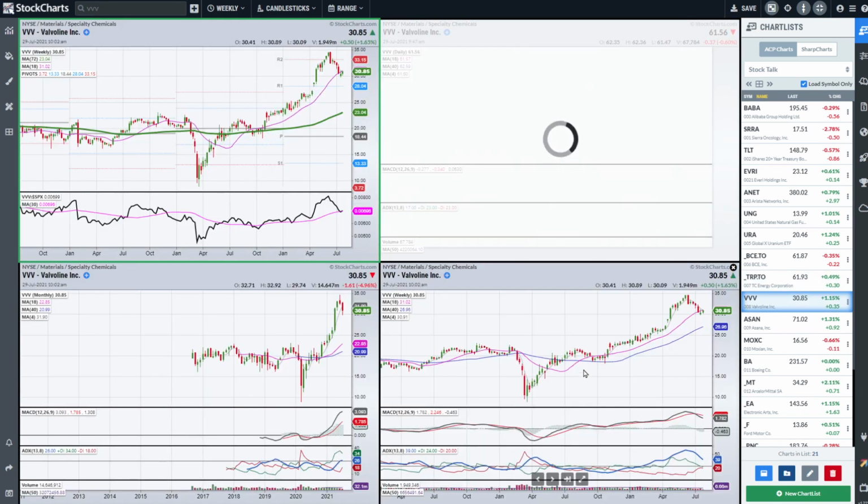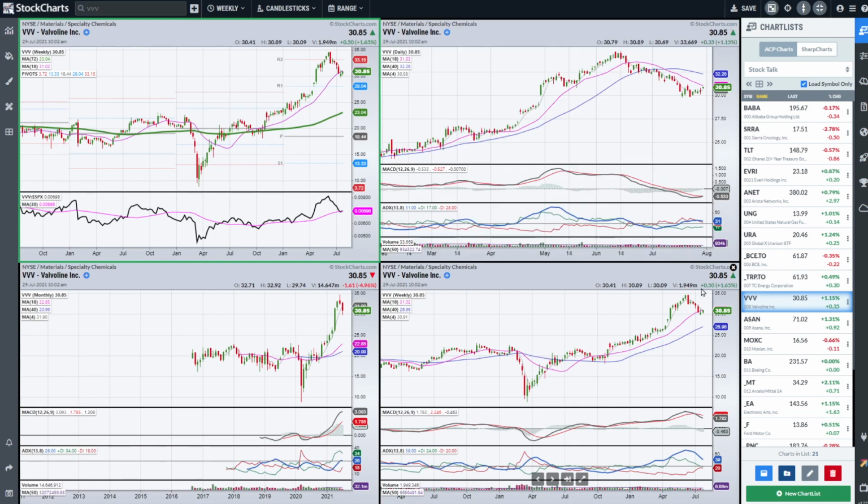Valvoline, VVV, big up move, and now we're pulling back, and we have overrun the MACD on this pullback. The ADX is really strong, so this is a stock that I would consider, but the way I would handle this is I would really want to wait for a sign. Let me just pull up a straight line here. If we break this downtrend line, which we're trying to do, now what I want to see happen is have it move up and then maybe pull back and test this low and then turn up from there.